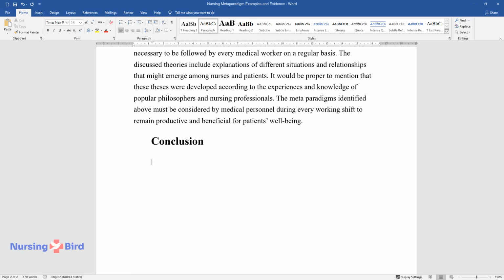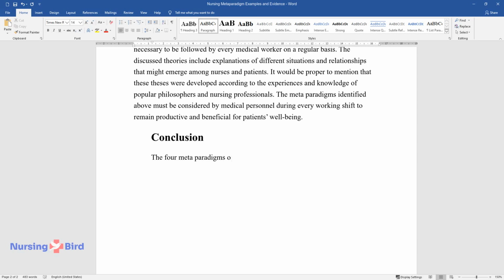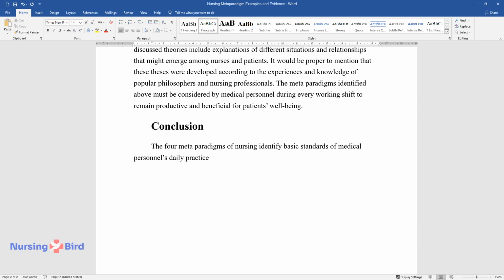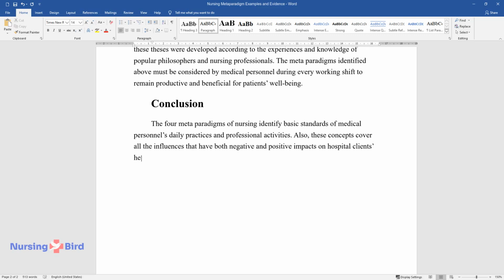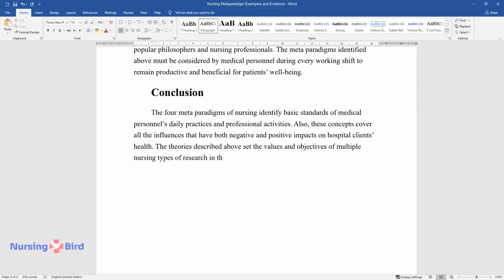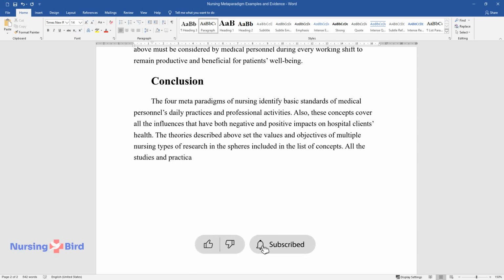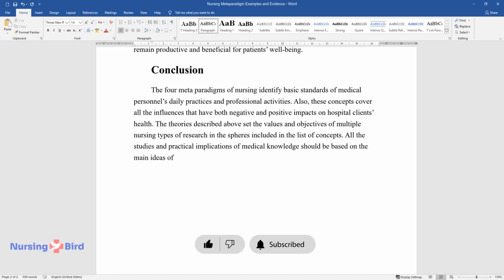Conclusion. The 4 metaparadigms of nursing identify basic standards of medical personnel's daily practices and professional activities. Also, these concepts cover all the influences that have both negative and positive impacts on hospital clients' health. The theories described above set the values and objectives of multiple nursing types of research in the spheres included in the list of concepts. All the studies and practical implications of medical knowledge should be based on the main ideas of these metaparadigms.